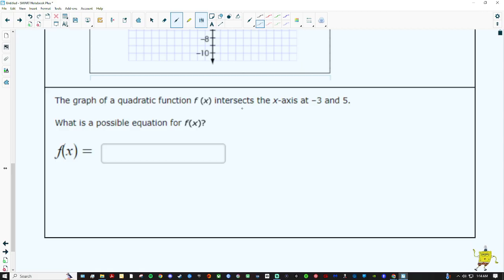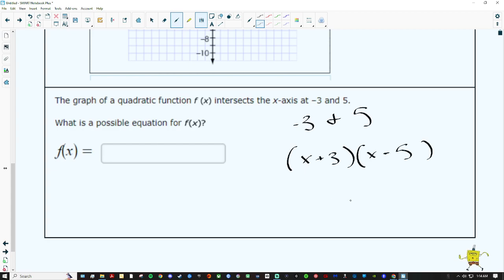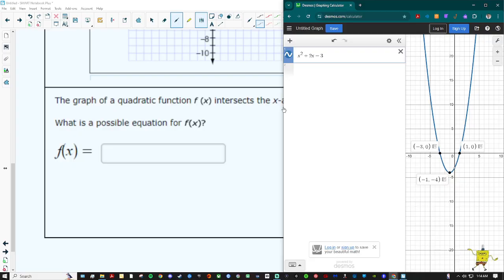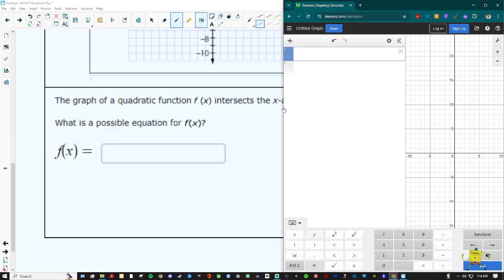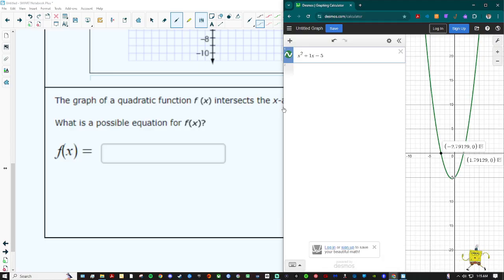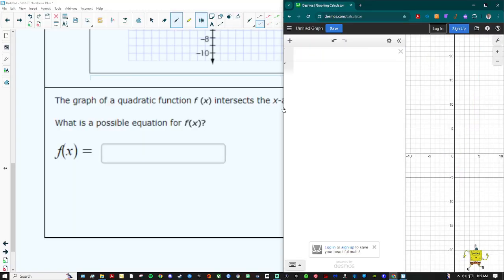The graph of a quadratic function f of x intersects at negative 3 and 5. What is a possible equation? Well, that means if we put it in factors, we just have x plus 3 and x minus 5. So if we go here, one easy way to do this is if we just try one: x squared plus 1x minus 5. Okay, so one easy way is you could just guess and check until you find it.